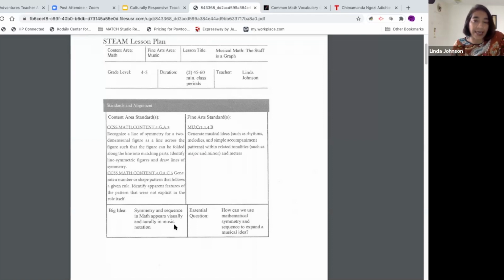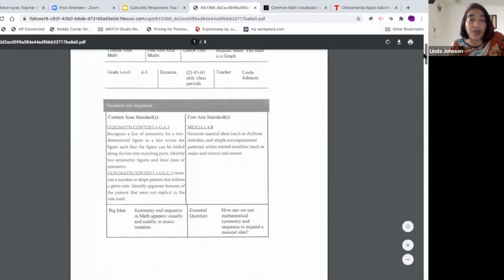So your big idea is symmetry and sequence in math appear visually and aurally in music notation. And our question is, how can we use mathematical symmetry and sequence to expand a musical idea? So a musical idea is like this. Oh, I can't play from this way. I can't remember how it goes. That one. Y'all know that, right? That's Für Elise. So for Für Elise, that's the main idea. We call that a musical motif. That's a little pattern.